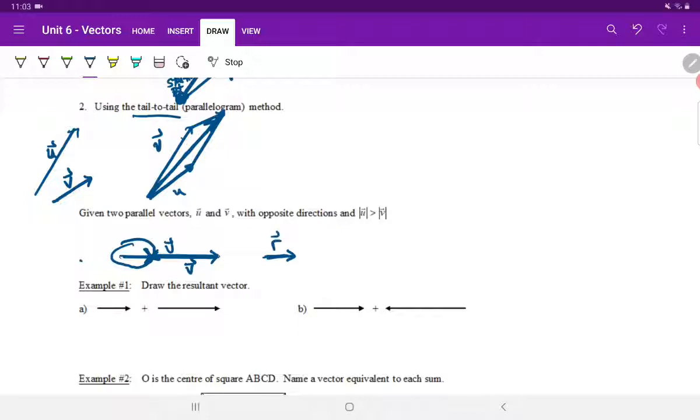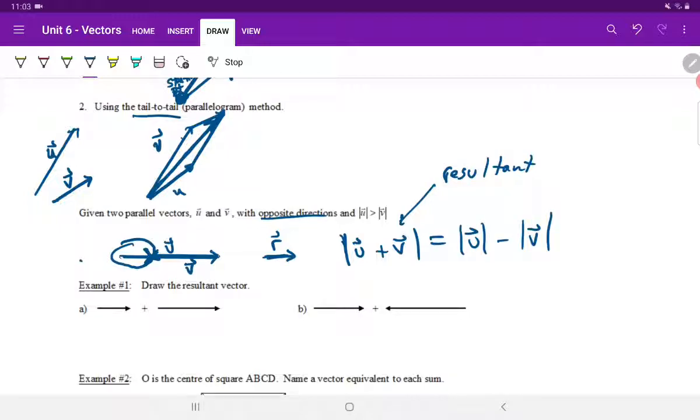Okay, so what you do is when you have them going in the opposite directions, to figure out u plus v, so this is essentially the resultant, u plus v, you take your u vector and you subtract it from your v. Okay, so when they're going in the opposite direction, you simply subtract them. Pretty straightforward idea. So here's some examples, and we'll run through that.